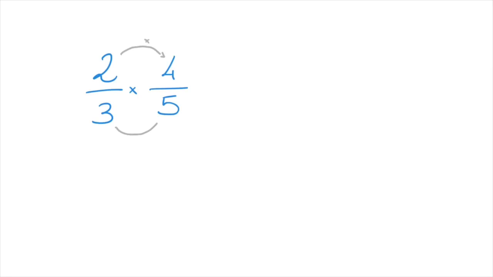their two denominators together. In other words, we can write that this equals 2 times 4 over 3 times 5. Now calculating both the numerator and the denominator of this fraction leads to 2 times 4, which is 8, over 3 times 5, which is 15. And we're done. We've just multiplied these two fractions.